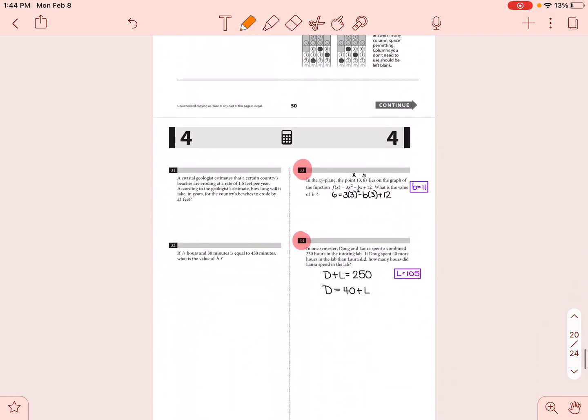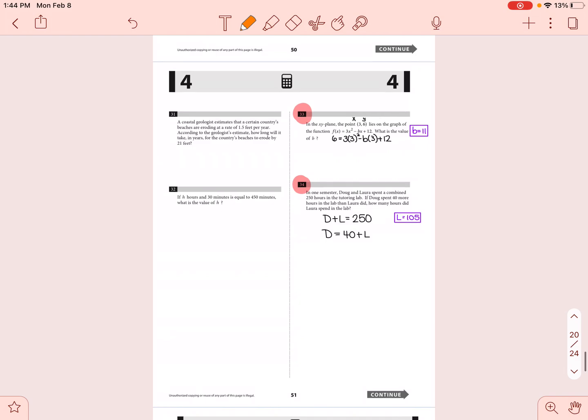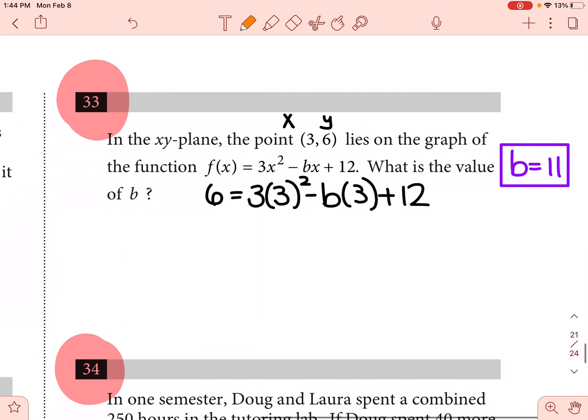All right, guys, I'm going to move on to these grid-in answers. We're going to do 3 of them together, and that'll be it. So starting with number 33. They throw a lot of these in the SAT, a problem where you're solving for a letter. Don't overthink it. It says in the xy plane, we have the point (3, 6), and we have this function, 3x squared minus bx plus 12. So what is the value of b?